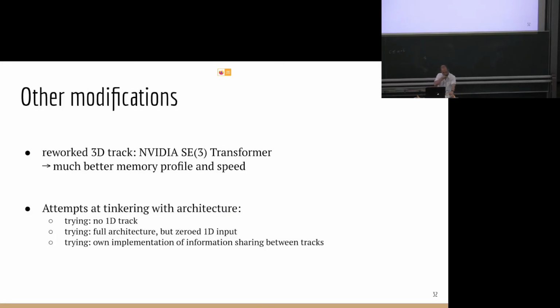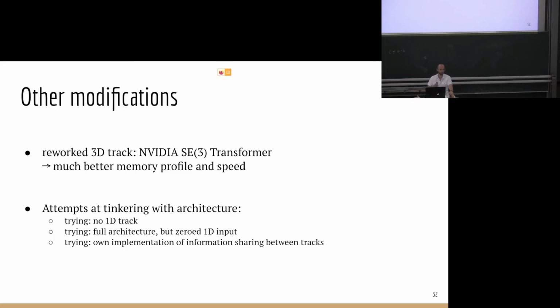Some other modifications I did with the system were that I completely reworked the 3D track and included an NVIDIA SE3 transformer. The original implementation from Rosetta Fold has like the first published version of an SE3 transformer, and this is just giving better memory profile and much higher speed. So this was just a good thing to do on the engineering front.